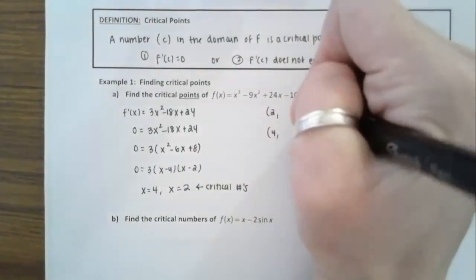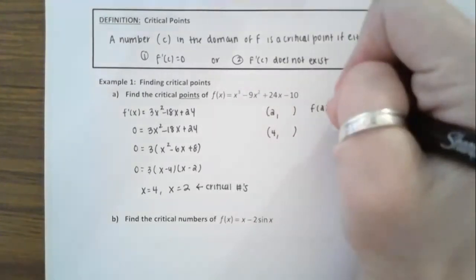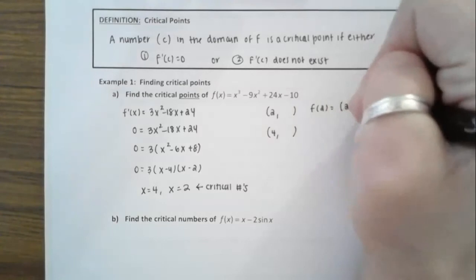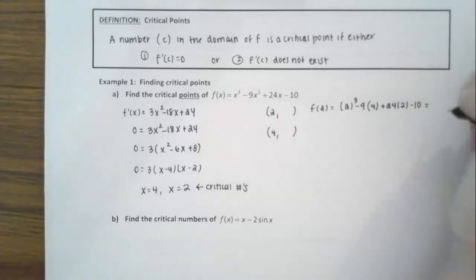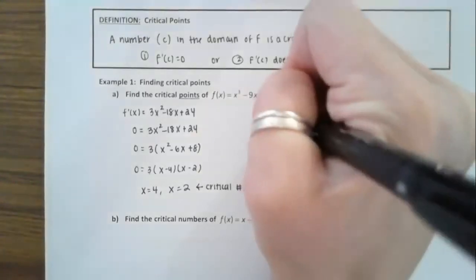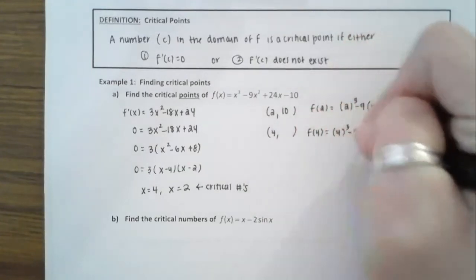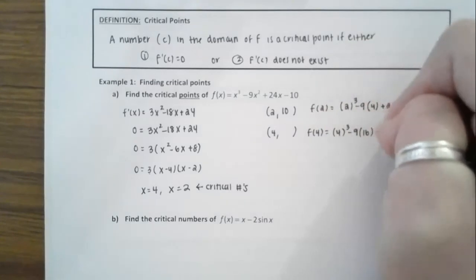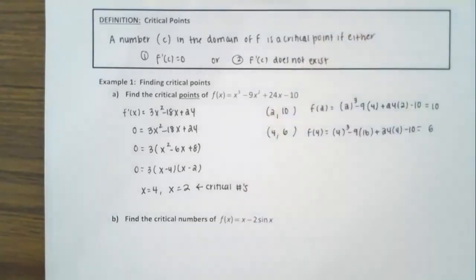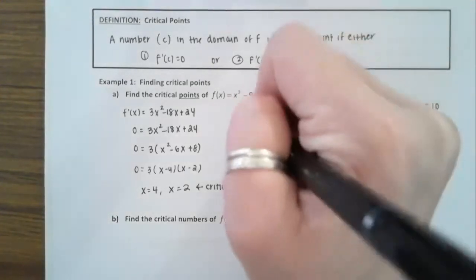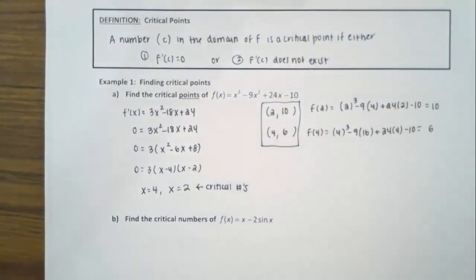I can go ahead and take these numbers and plug them back into my original f of x function. So I'm going to do f of 2. So 2 cubed minus 9 times 2 squared is 4, plus 24 times 2 minus 10, I believe would give me a 10. And then I can do the same thing for the 4. So f of 4, 4 cubed minus 9 times 4 squared is 16, plus 24 times 4 minus 10, I believe would give me a 6. So my critical points would end up being (2, 10) and (4, 6). So this is telling me at this point and at this point, the tangent line would be horizontal.